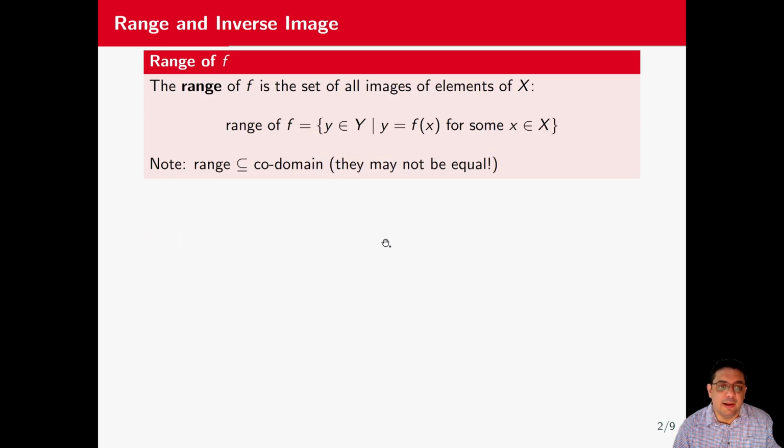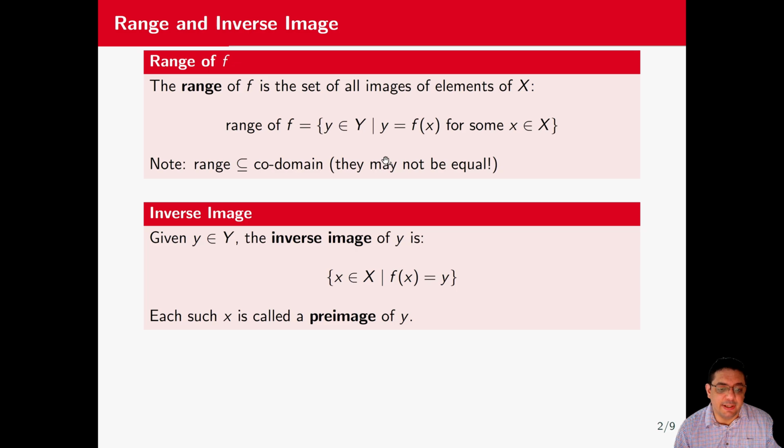Now, in the codomain, we have a specific set that is the set of all the images of elements of x. So the range of f is defined as all the y's that belong to the codomain so that y is the image of some x. Notice once again, range is going to be a subset of the codomain. They might not be equal.